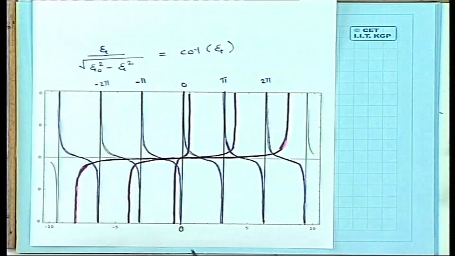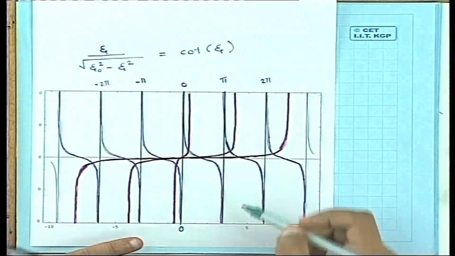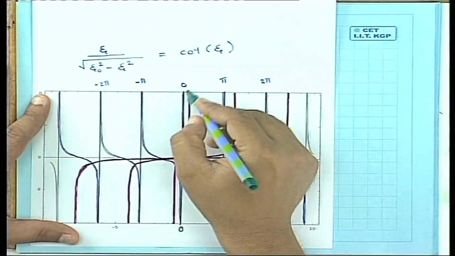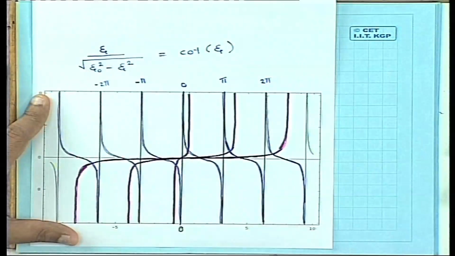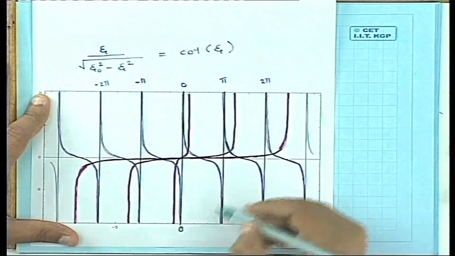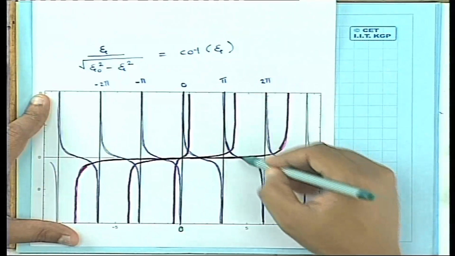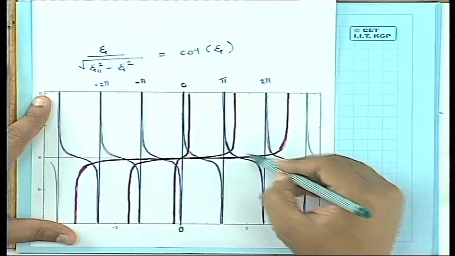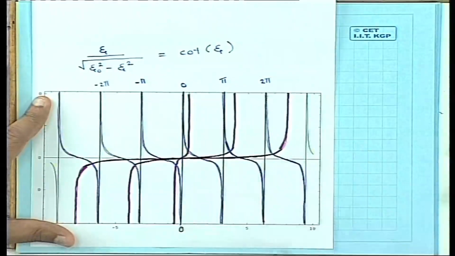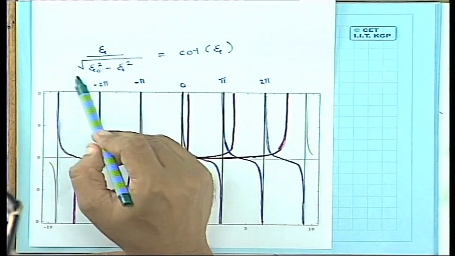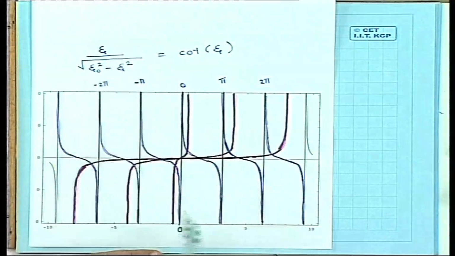So here I have plotted cot xi. The behavior of cot xi is that at xi equal to 0 it is infinite. On the positive side it is positive, on the negative side it is negative, and then as xi increases it falls. At pi there is a discontinuity, and again it has the same behavior. The blue curves show you cot xi, and the pink curves show you xi by square root of xi naught square minus xi squared.